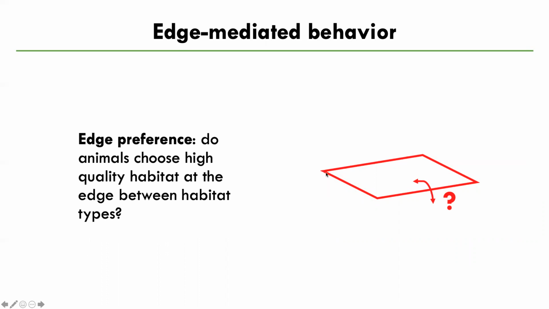And importantly, the edge here is not a habitat type in itself. It's not somewhere that animals live in this conception. It's simply the boundary between two habitat types here, between forest and not forest.